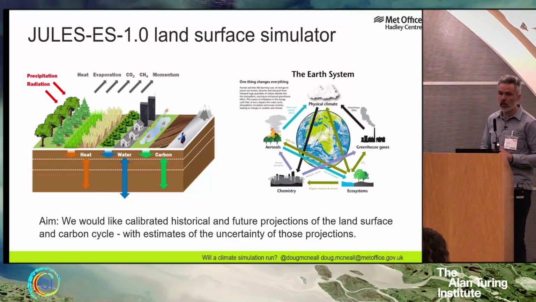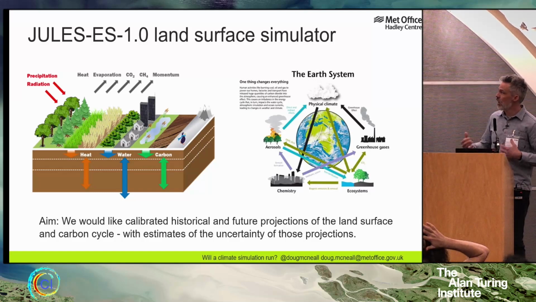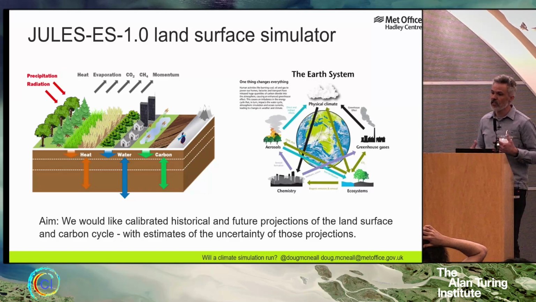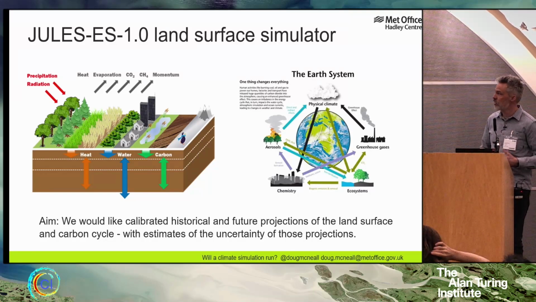So Jules runs fairly quickly, but it's still fairly costly. And really, it's covering the land surface in terms of forests, agriculture, cities, ice, this kind of thing, carbon in the soils and in the land surface, the exchange of heat, momentum, and water and carbon between the land surface and the atmosphere.